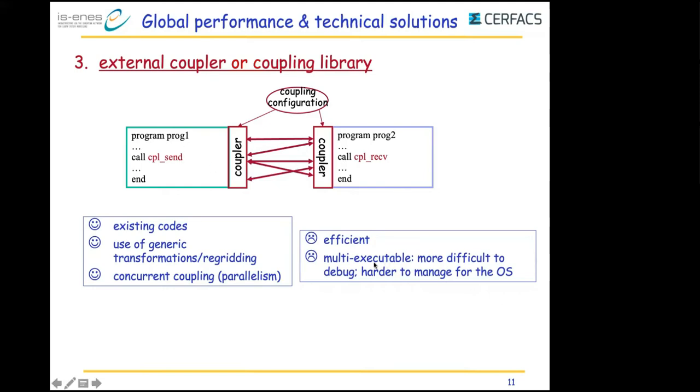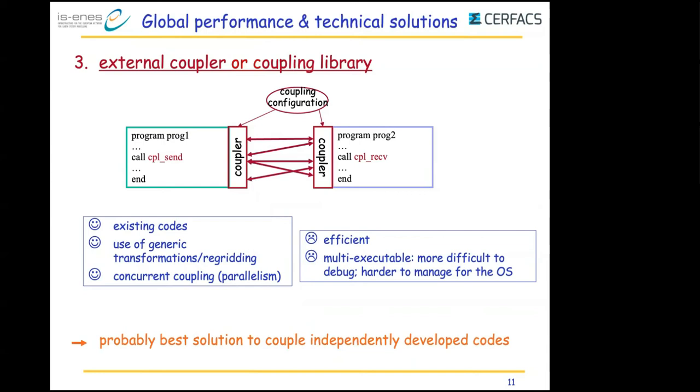But it may be, of course, less efficient because you have to use, for example, message passing to exchange a coupling field. You cannot use the memory. And you end up with more than one executable, which might be more difficult to debug. But still, I think that it's probably the best solution to couple codes that have been developed independently and for which it would be hard to impose a standard framework.